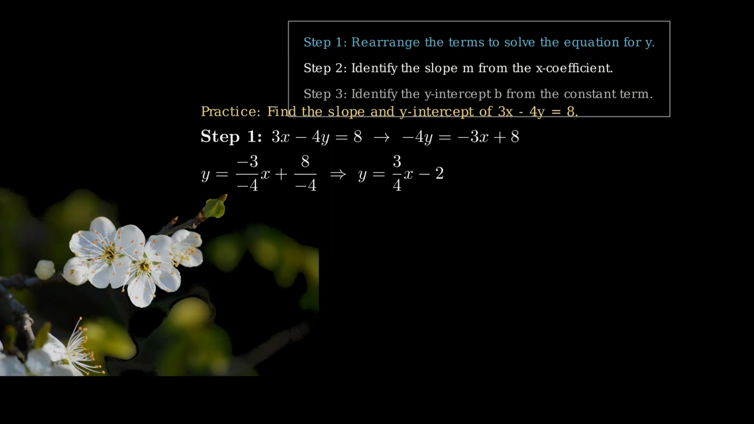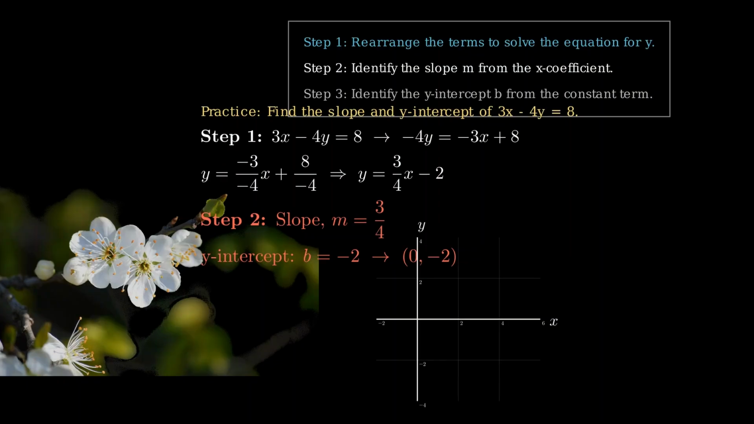Step 1. Solve the equation for y. Subtract 3x from both sides to get negative 4y equals negative 3x plus 8. Next, divide everything by negative 4. This gives y equals negative 3 over negative 4x plus 8 over negative 4. Simplifying the signs, we get y equals 3 over 4x minus 2.